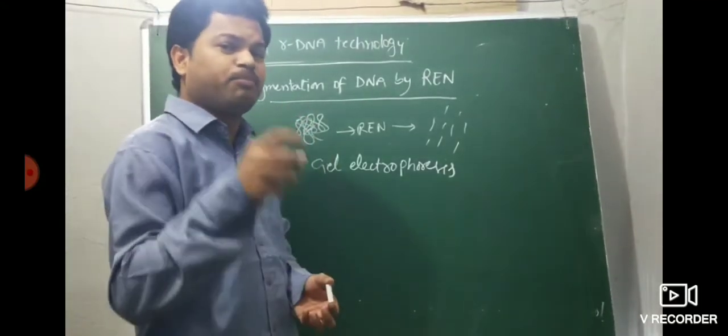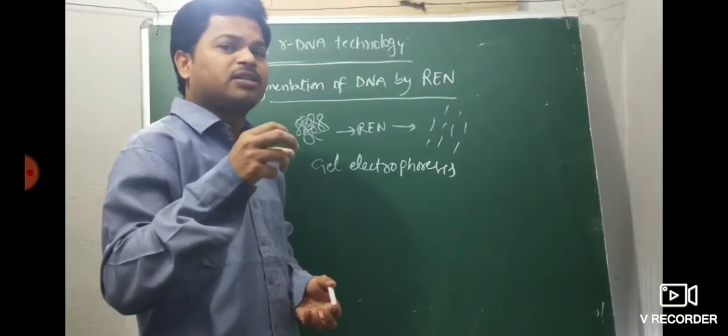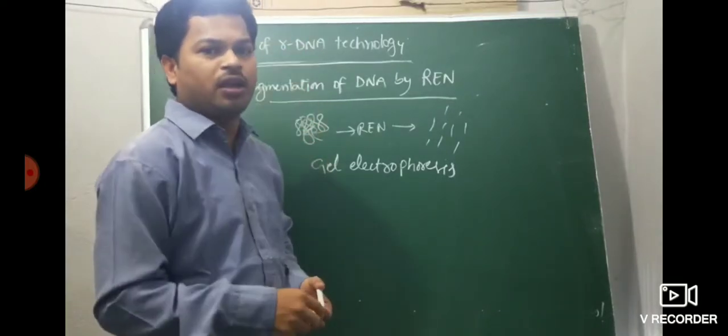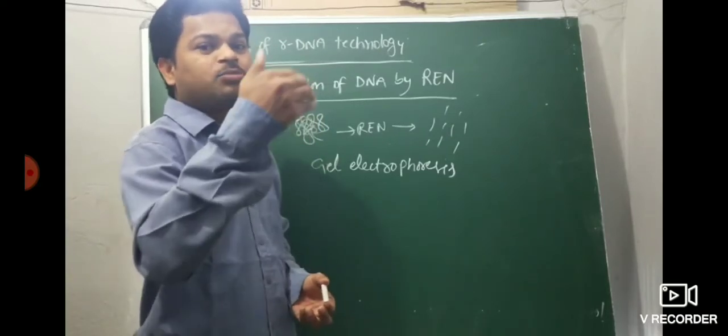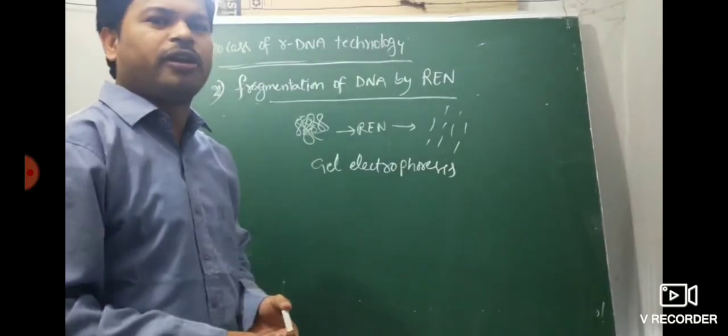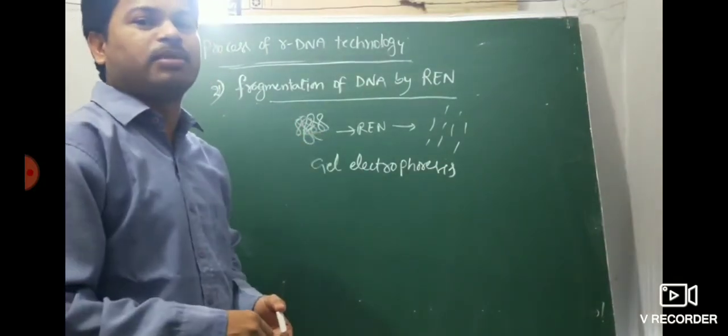A very important point: smaller fragments move farther away, near to the wells' opposite end. Smaller fragments are present near the anode side. That is also important. This is how DNA fragments are separated.